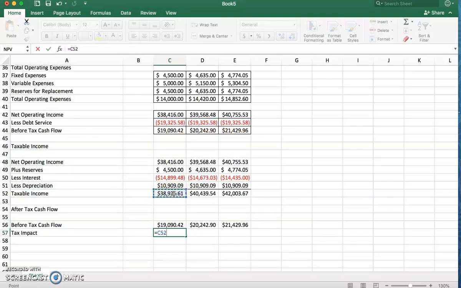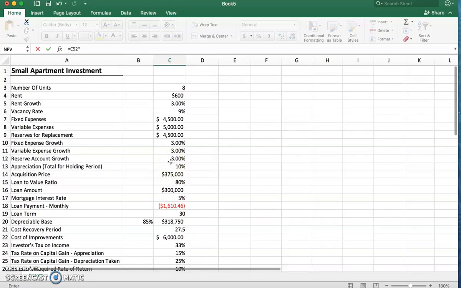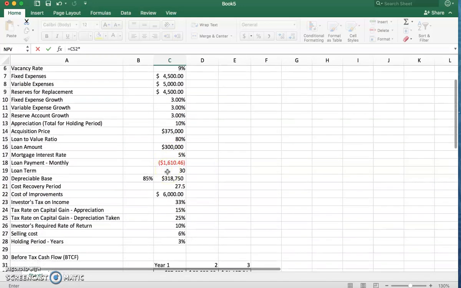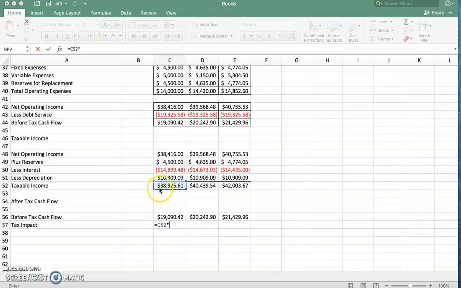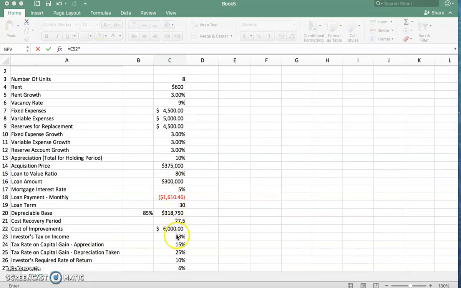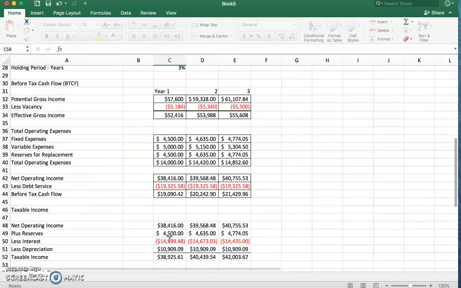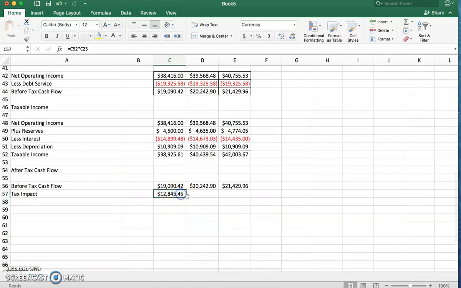So our taxable income, and then we want to multiply that by the tax rate, which was a given earlier. So our tax rate. All right, so we're just gonna take our 33% right here, the taxable income rate, excuse me. All right, so we're gonna need to lock that last one down, but then we can pull that all across, and that's how much we are gonna be taxed for every year. So it'll pull from those numbers right there.